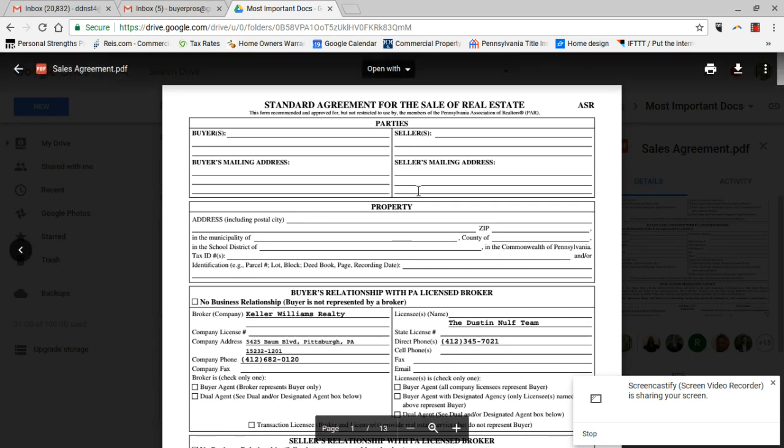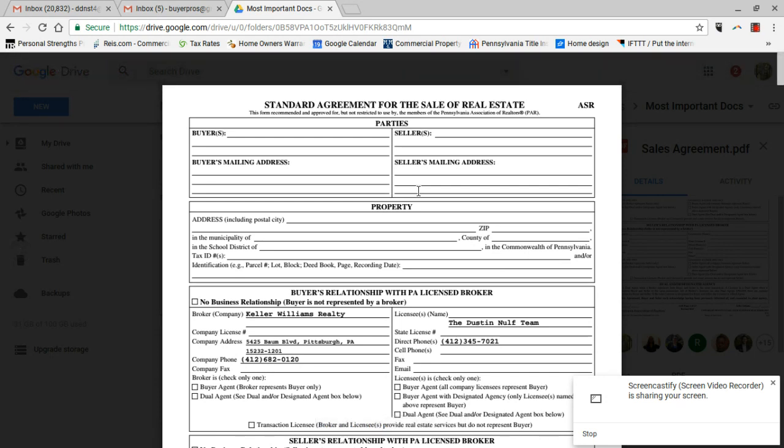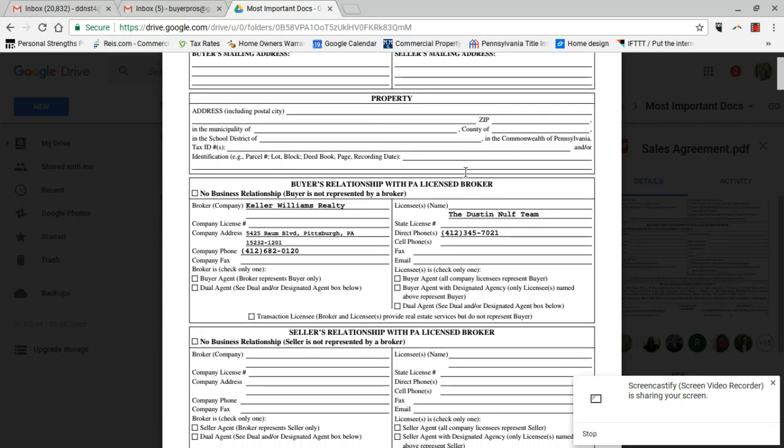So when you're submitting an offer, you're submitting a sales agreement that's filled out and signed by the buyer. If the seller just signs it within the time frame, then you have an executed contract. If the seller marks it up and signs all that and sends it back, it's not executed until the buyer initials and dates the changes that were made.